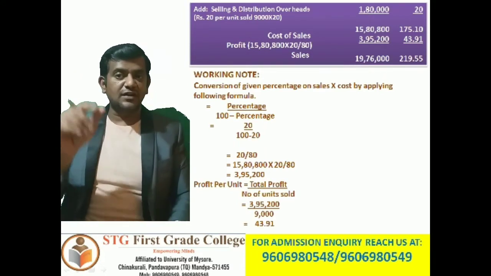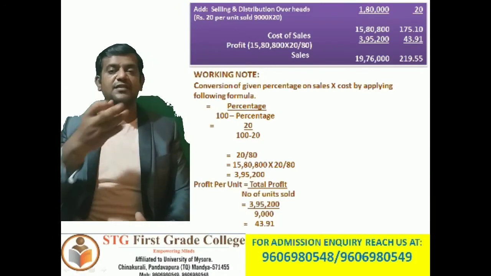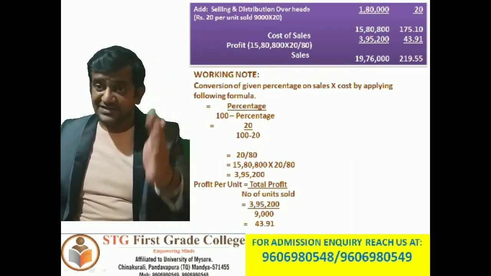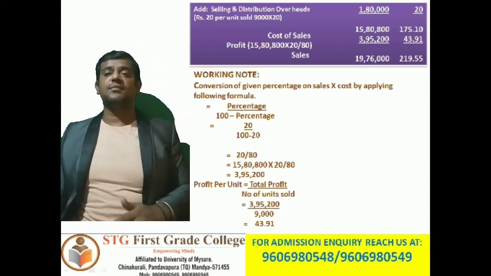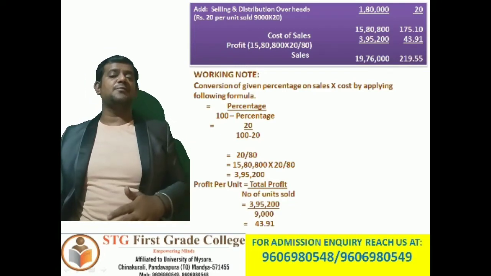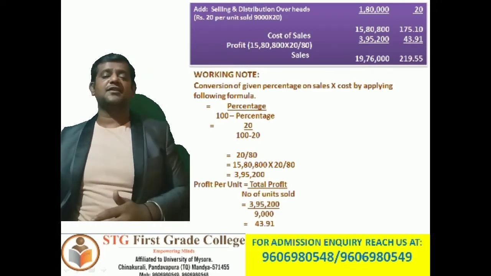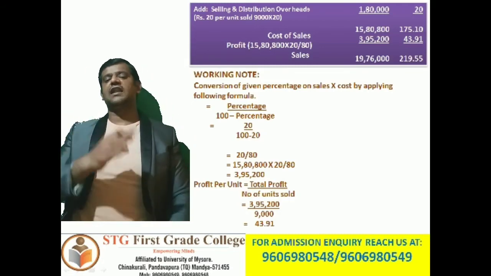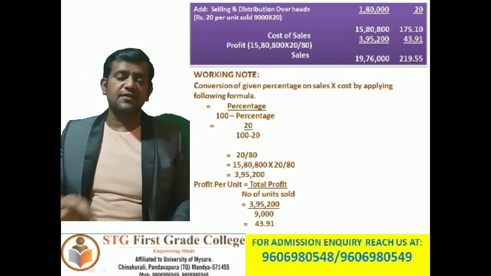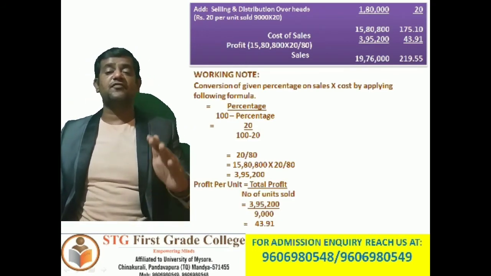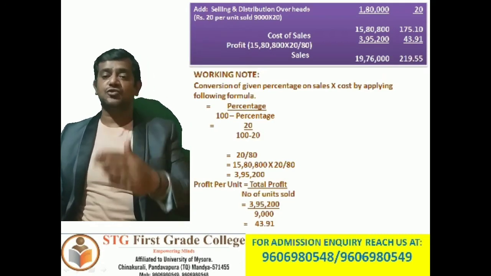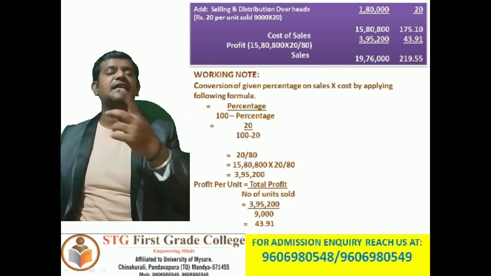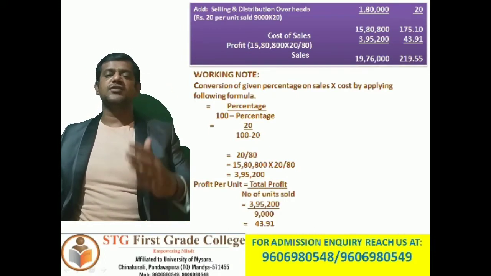If you don't understand, I have done the working note also, so you can check. That is the conversion of the given percentage on sales into cost by applying the formula percentage divided by 100 minus percentage, 20 divided by 100 minus 20, that is 20 divided by 80. To identify profit, 15,80,800 into 20 divided by 80, we get a profit of 3,95,200 rupees.